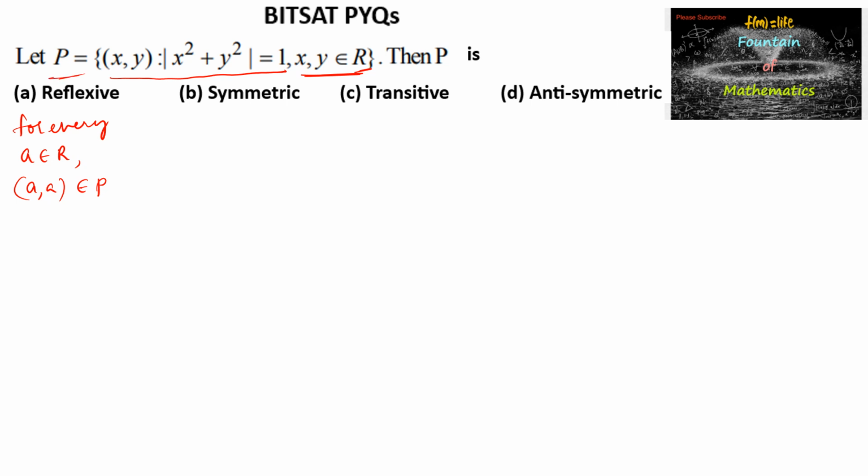So here the relation is P. Let's take an example. For 1, a real number, consider the ordered pair (1, 1). This implies |1² + 1²| = |2|, which is not equal to 1. So we can say (1, 1) does not belong to the relation P. Since for the real number 1 belonging to R, (1, 1) does not belong to P, we can conclude that this relation is not reflexive.